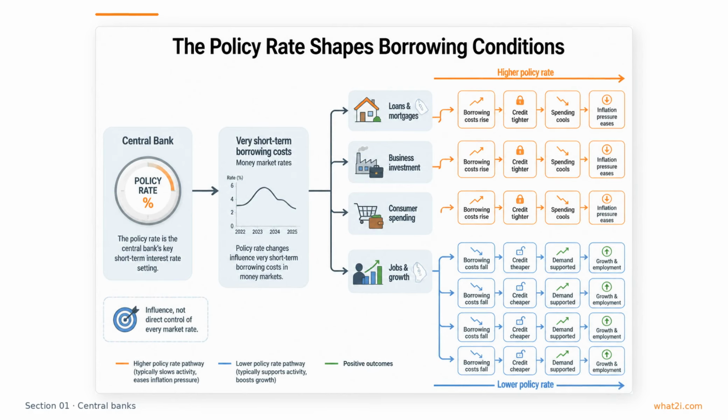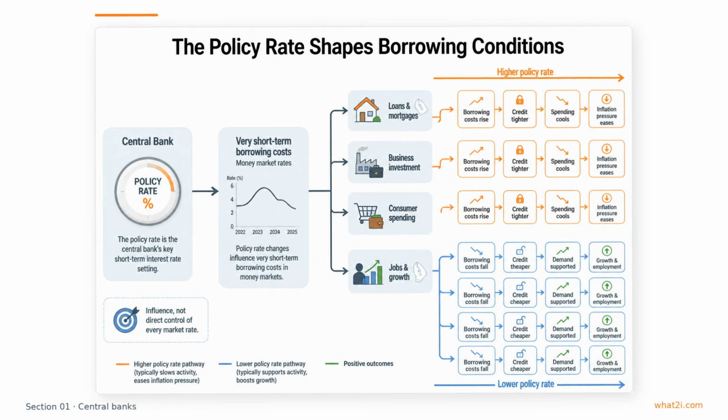A central bank does not directly choose the interest rate on every mortgage, credit card, or business loan. Instead, it sets or guides a policy rate that affects the shortest end of the market, and that influence spreads outward. When policy rates rise, borrowing generally becomes more expensive, which can slow spending, investment, and inflation pressure. When rates fall, credit tends to become cheaper, which can support growth and hiring. The key idea is transmission rather than direct control.